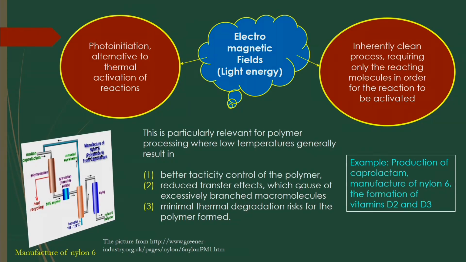particularly relevant for polymer processing, wherever low temperature generally results in better tacticity control of the polymer, reduced transfer effects which cause excessively branched molecules, even minimal thermal degradation risks for the polymer formed, even production of caprolactam in the pharmaceutical industry, manufacture of nylon 6, the formation of vitamins D2 and D3. For this process, these electromagnetic fields, that is light energy, are being used for process intensification.